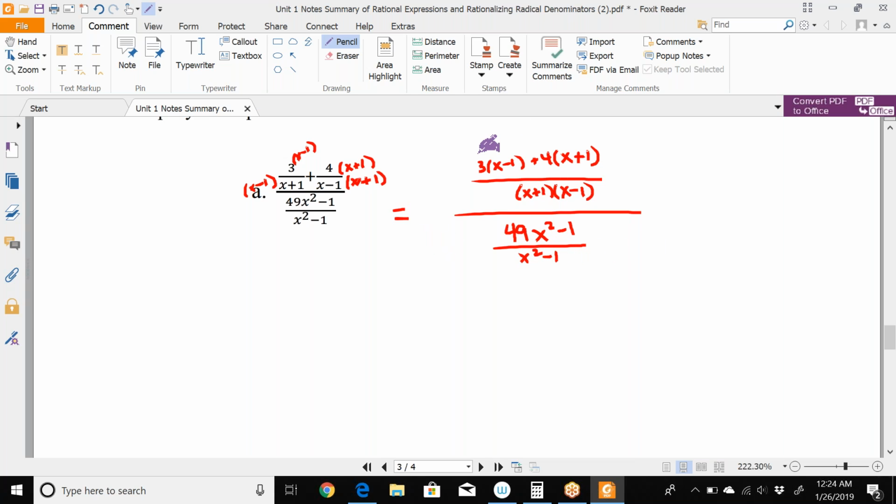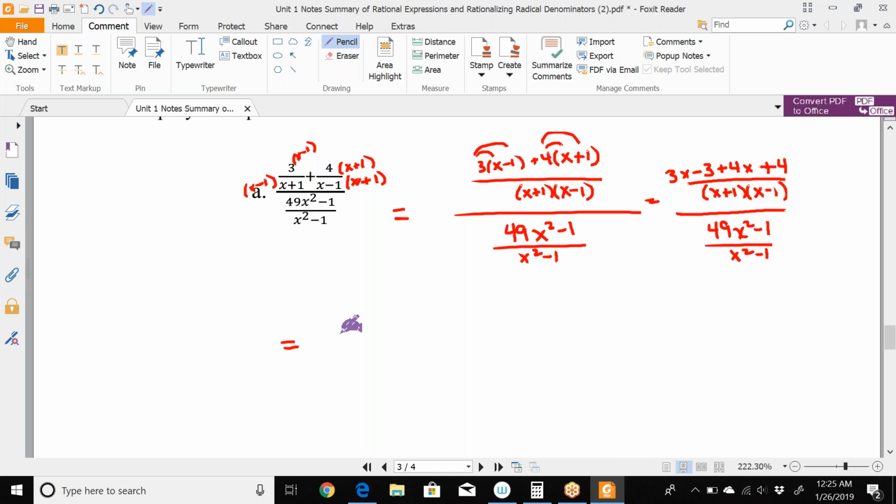Now we want to clean the top up by distributing this 3 and this 4 and combining any like terms. So that is going to be 3x minus 3 plus 4x plus 4 all over my denominator of x plus 1, x minus 1. We still have all of that over the 49x squared minus 1 over x squared minus 1. Okay, combine the things on the top. That gives me 7x plus 1 over x plus 1, x minus 1.